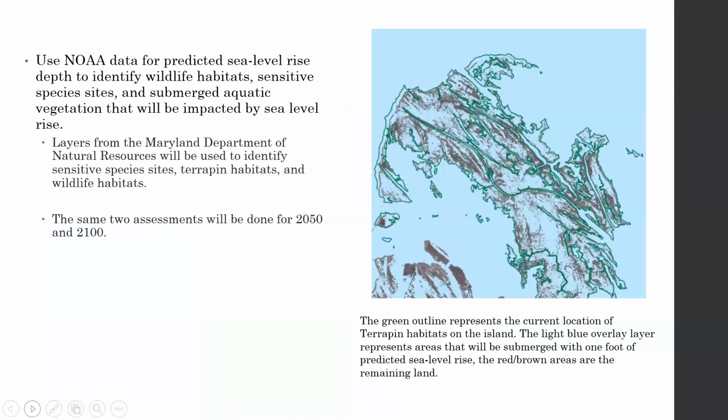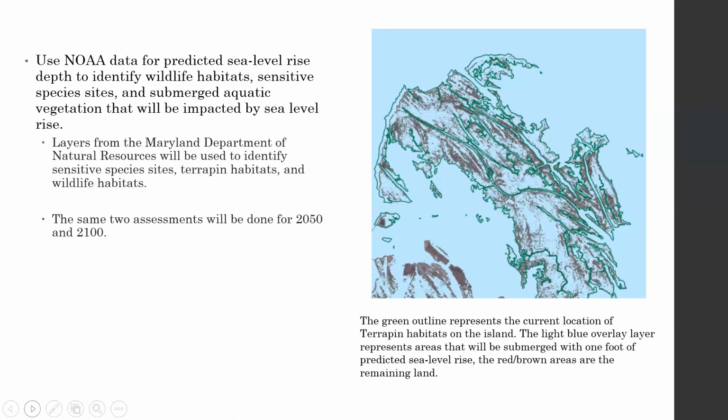And then the next step, there are several layers. One is for the terrapins that I showed you earlier. There's a waterfowl layer, and then one identifying sensitive species sites. I'll likely use all of those along with the predicted sea level rise layers to get a better understanding of how much of their habitats are at risk.